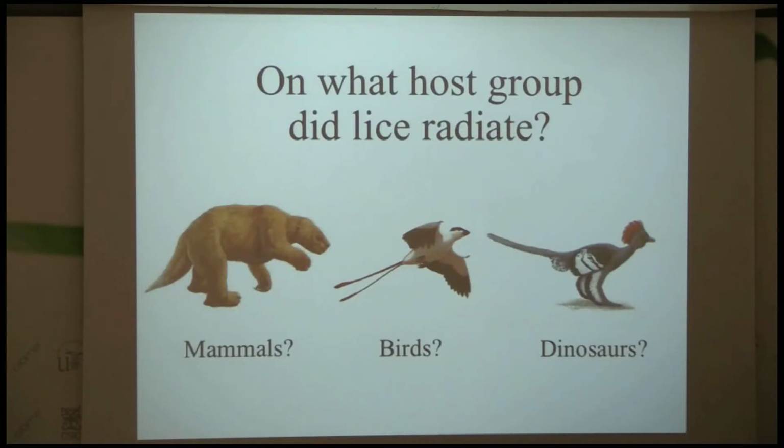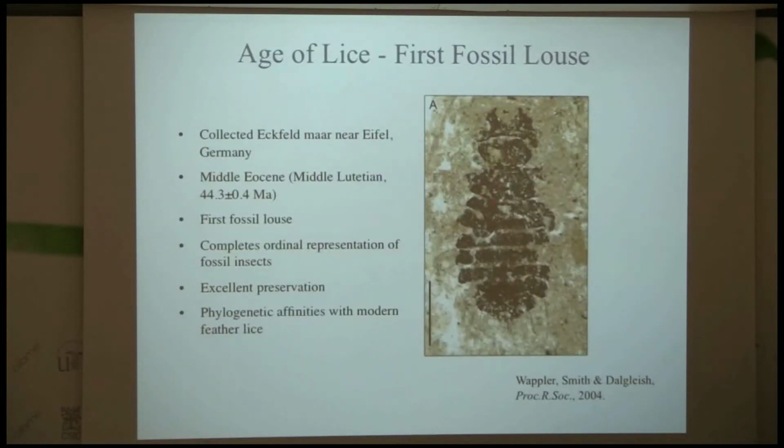And so given the distribution of these major groups of lice on both birds and mammals, one question is, on what group of hosts did they first begin to radiate? Was it some ancestral mammal or bird, or maybe lice are old enough to have occurred on dinosaurs, which we know have feathers, so maybe that was an ancestral habitat. So to answer that question, we need to have some information about how old lice are, so we can get some of that information from the fossil record.